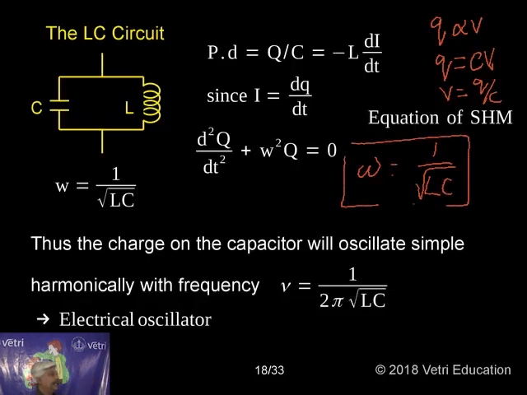Once we know the inductance value L and the capacitor value C, the angular frequency omega can be calculated using the formula 1 by root of LC. The linear frequency can also be calculated. How? Because omega is equal to 2 pi by T, that is 2 pi nu, which is equal to 1 by root LC. Therefore, nu is equal to 1 by 2 pi root LC. Thus, the charge on the capacitor will oscillate simple harmonically with the frequency 1 by 2 pi root of LC. That is called an electrical oscillator.